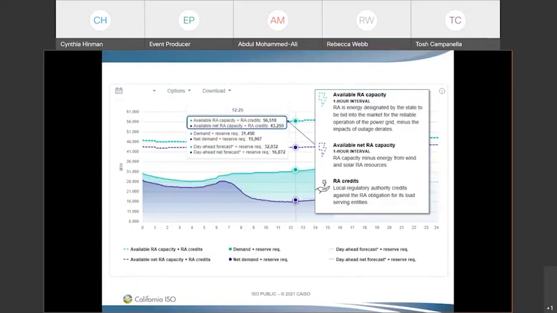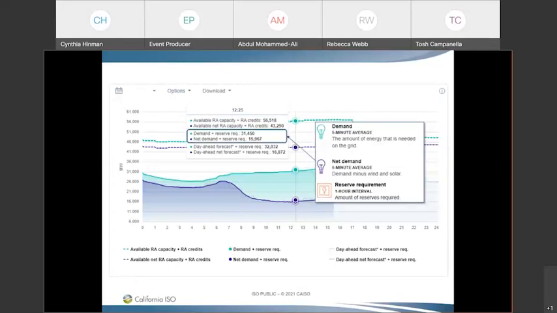available net RA capacity, and they both include RA credits. The available RA capacity reflects the capacity designated to be bid in the market for that particular hour. Outages are deducted from this number, and the RA credits are included. Keep in mind that RA includes RMR and CPM. The available net RA capacity is the RA capacity minus wind and solar, and the RA credits are also included here.